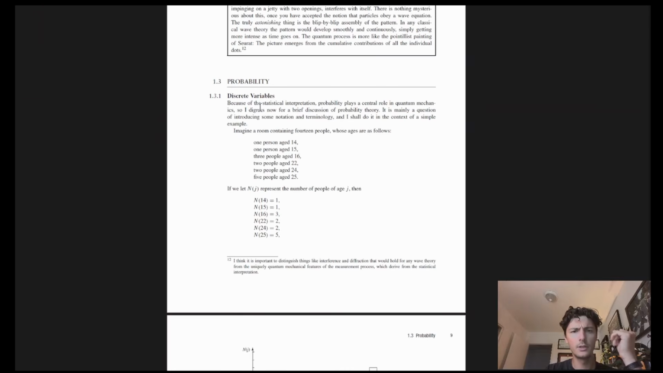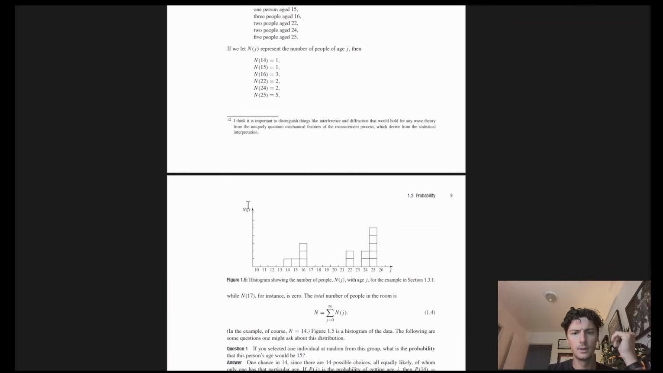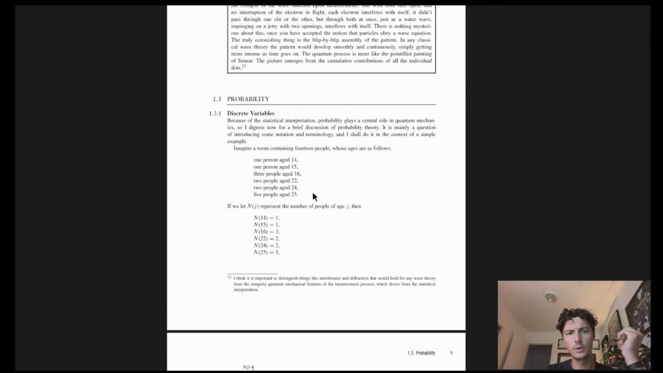Okay. Probability, discrete variables. 1 person aged 14, 1 person 15, 16, 22, 24, 25. If we let n as a function of j represent the number of people of age j, then n of 14 equals 1. Okay, so they're just listing out how many people have a specific age. So we have age 25, 5 people of age 25. I see. Okay, histogram showing the number of people with age j, the example in section 1.3.1 right here.